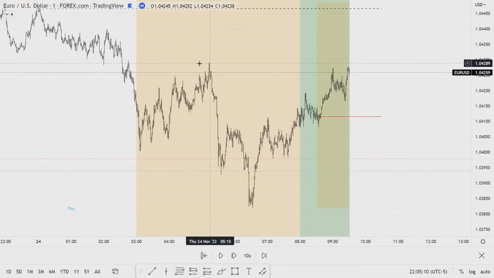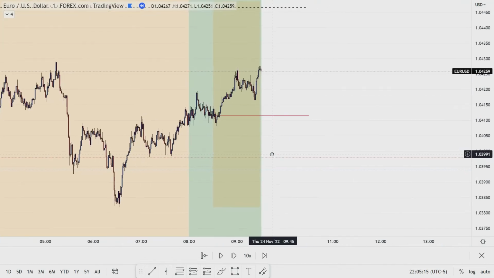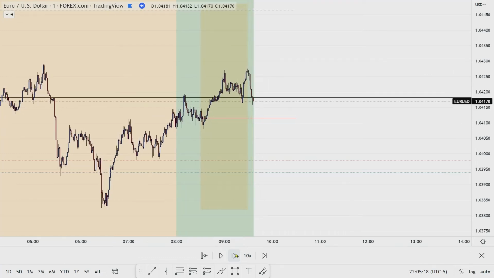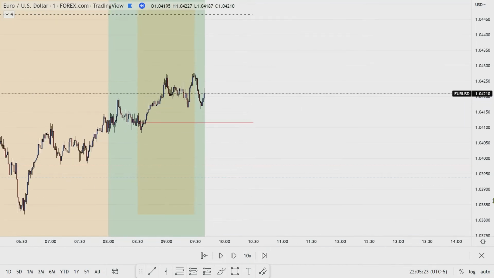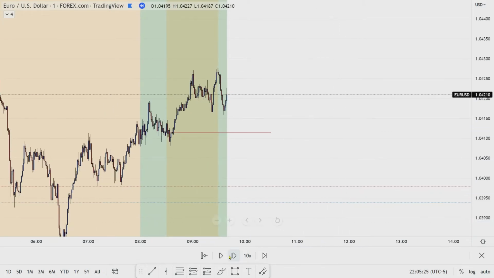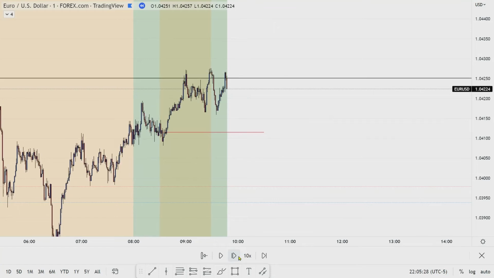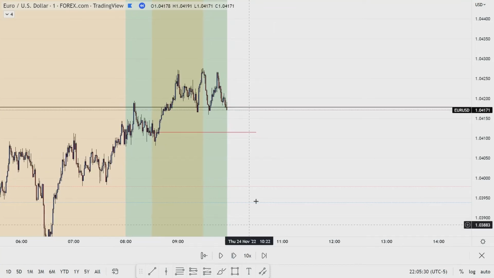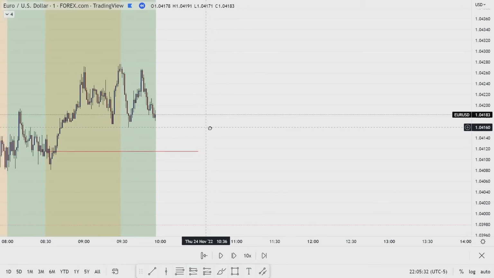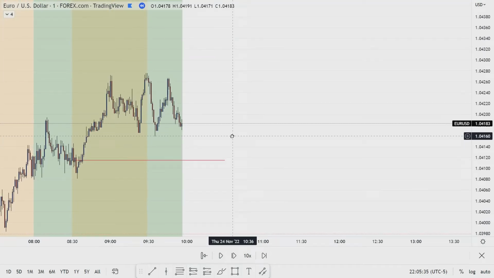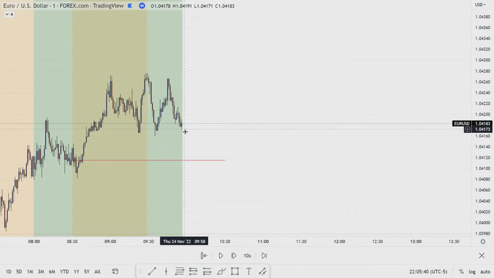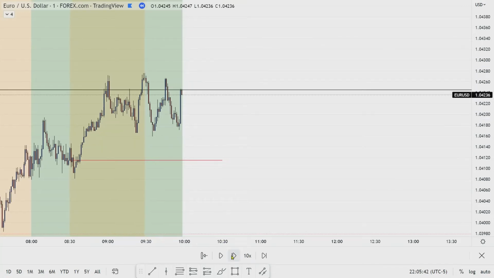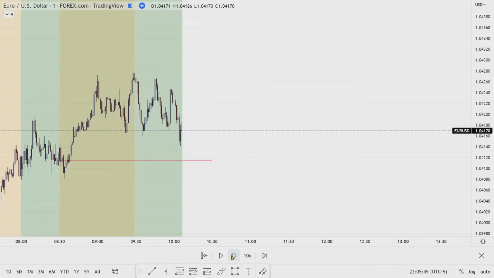This is that high I was talking about, formed during London. 9:30 ends or starts. Personally, I don't see much that could entice me to get in. These very big swings don't really give me much information, personally.